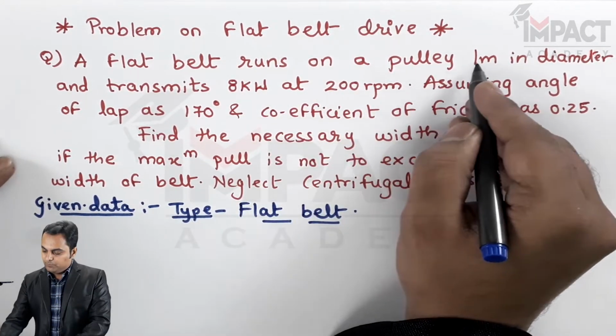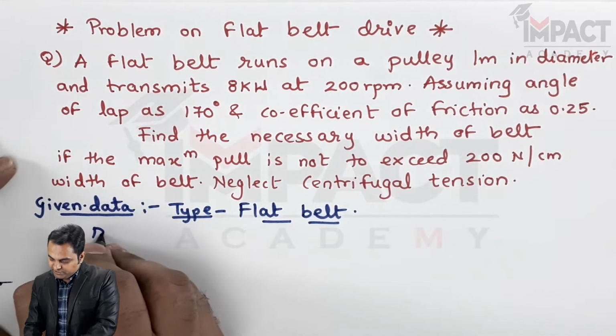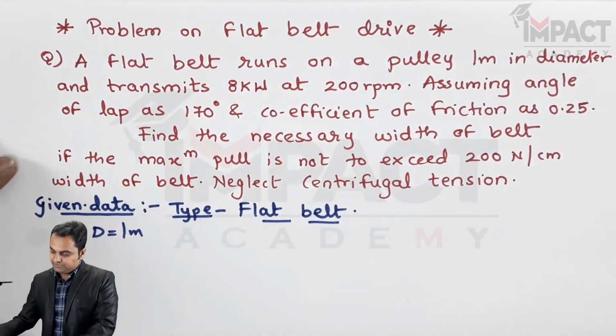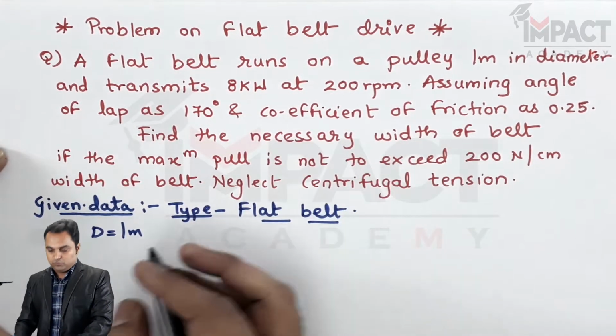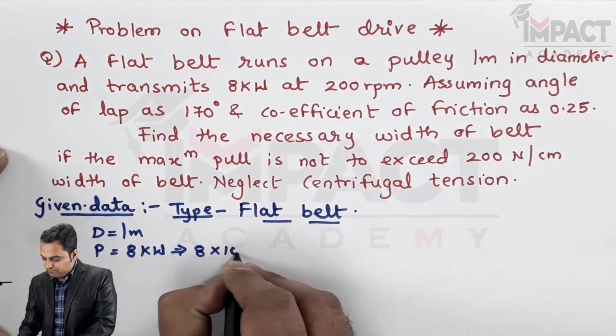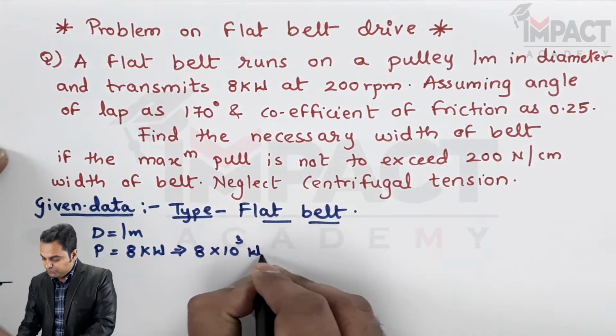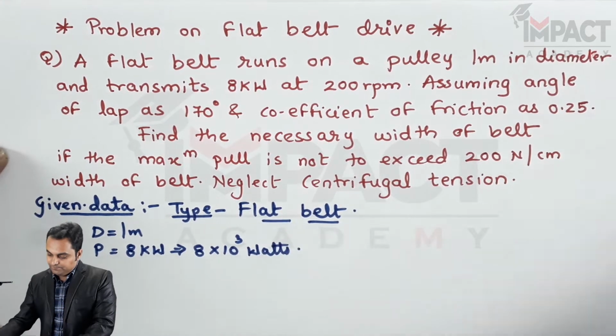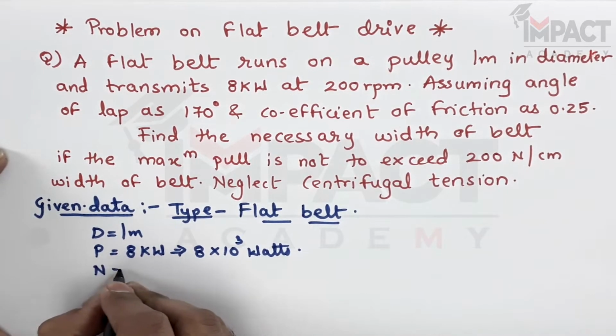It runs on a pulley 1 meter in diameter. So D is given 1 meter, the diameter of pulley. Transmits 8 kilowatt power. I'll multiply by 1000 to convert it into watts. Then at 200 rpm.